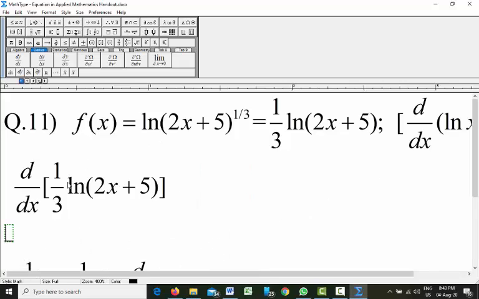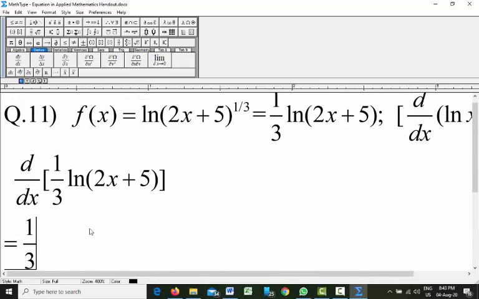So 1 by 3 is the coefficient. We will move this one out. So in front of d by dx, we will have ln twice x plus 5.